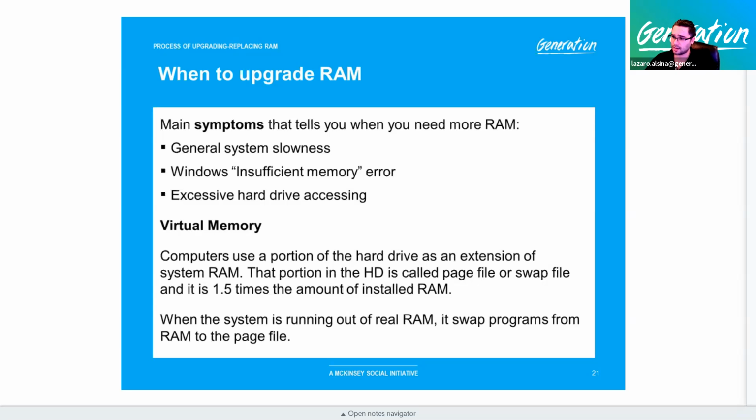So let's say you have 8 gigabits of RAM. You pass the 8 gigabits of RAM. Now Windows is saying, hey, I need more RAM. I'm going to take it from your hard drive. And it's temporary, very slow, but it will work in a jiffy.